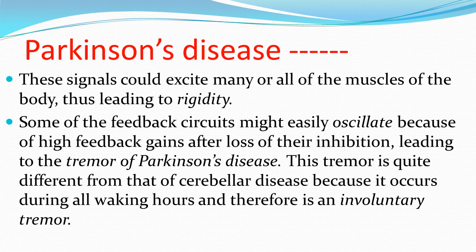In the indirect pathway, dopamine is inhibitory. So, the indirect pathway being excited causes unwanted movement. This unwanted movement is known as tremor. This tremor is quite different from that of cerebellar disease because it occurs during all waking hours and therefore is an involuntary tremor.